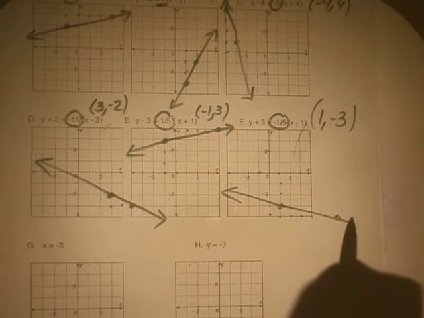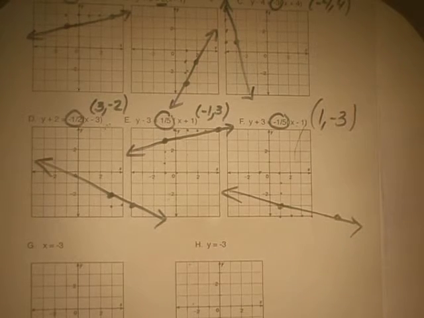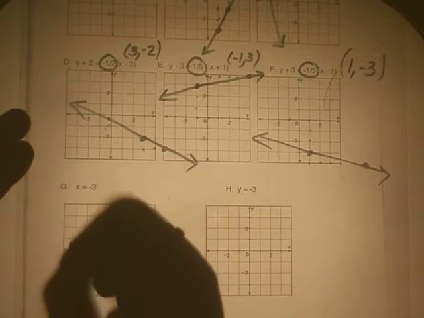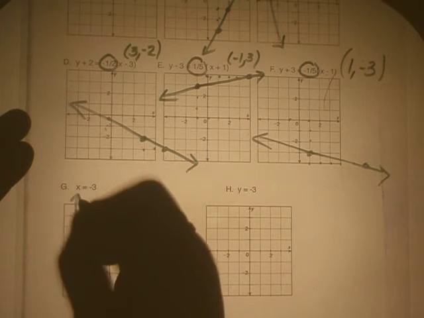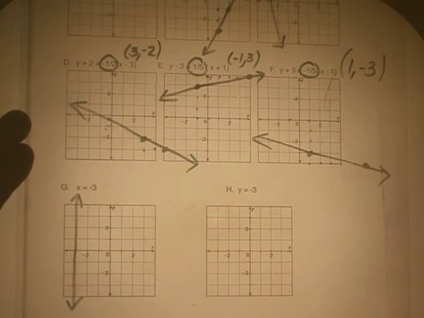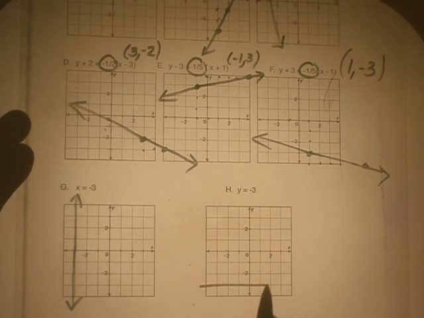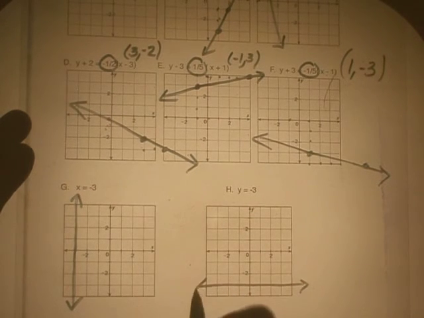And then the last two, x equals -3 and y equals -3, are your horizontal and vertical lines. X equals -3 is your vertical line, straight up and down. And y equals -3 is your horizontal line.